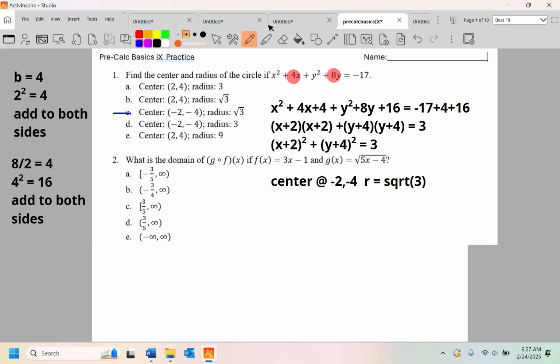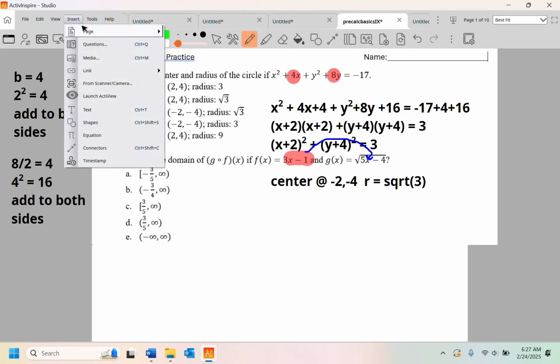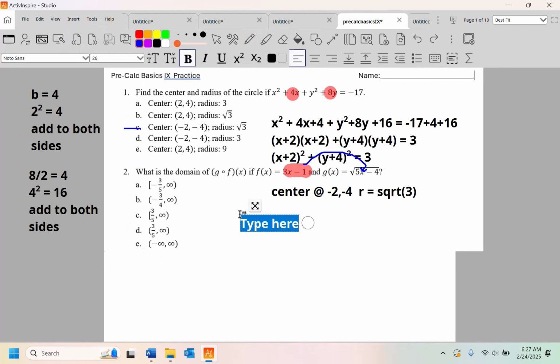What is the domain? We have a composition. We have g composed of f of x. What we're going to do is take all of f and put it right there. So we're going to have a square root of 5 times 3x minus 1, and then take away 4. It's going to give me 15x minus 5 minus 4. It's going to be the square root of 15x minus 9. Unless I made a mistake.